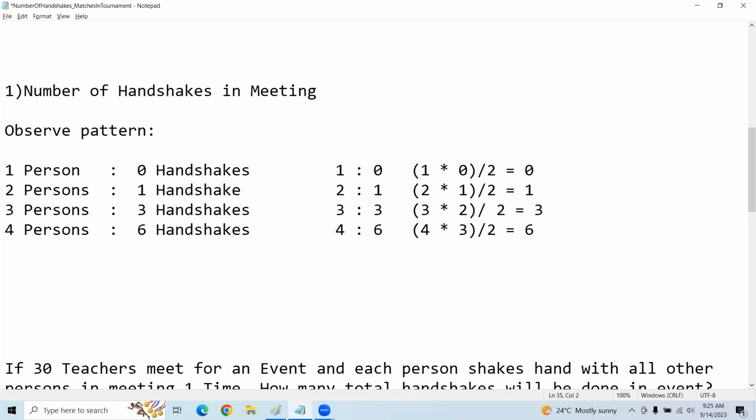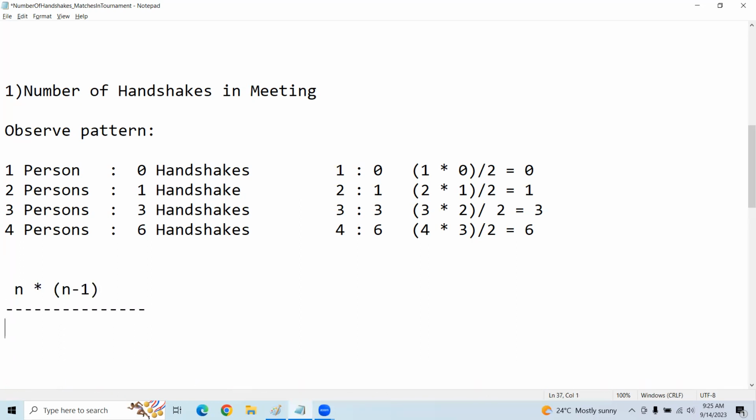So if we assume there are n people in any party or conference or any meeting, we can say that the number of handshakes formula is n into what is the previous number of n? We can say it as n minus 1 divided by 2. So n is the number of people in that meeting. So n into n minus 1 by 2. This is our formula. The same formula will be applicable for the number of matches in the tournament.